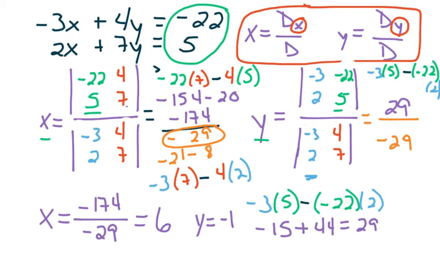Again, you can check your answers by plugging the x and the y back into the originals and showing that the left side equals the right side. I trust my math at this point, and I have no space left. So our solution is 6, negative 1.